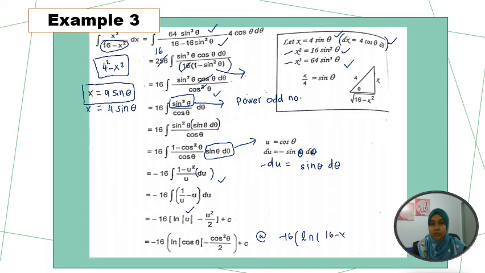So 16 minus x squared over hypotenuse. Okay, minus cos squared theta. So we have the cos squared theta, 16 minus x squared. Okay, we write this. We have to convert the final answer in terms of x over 4.